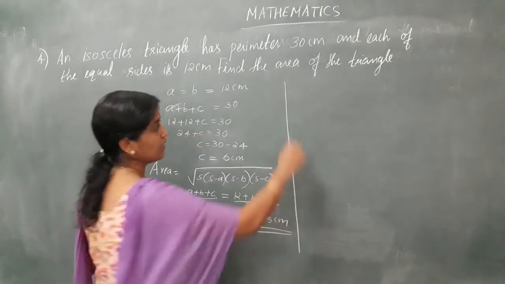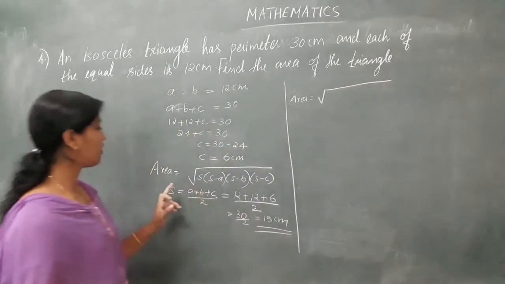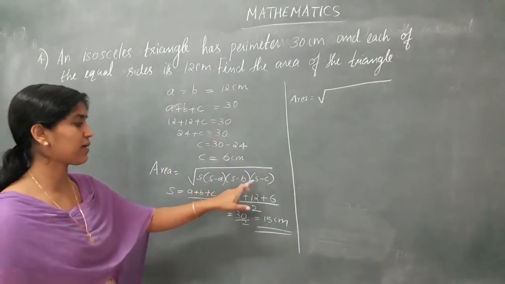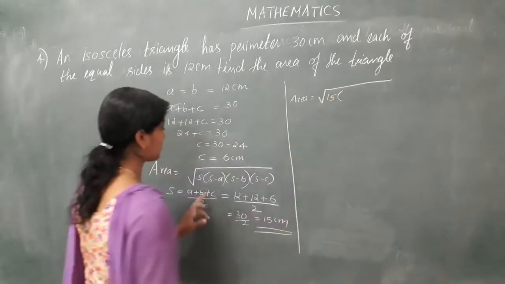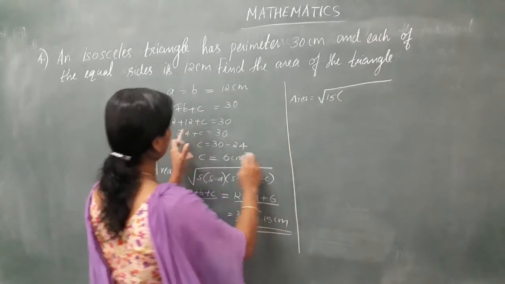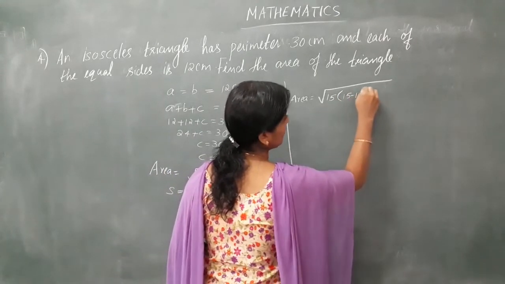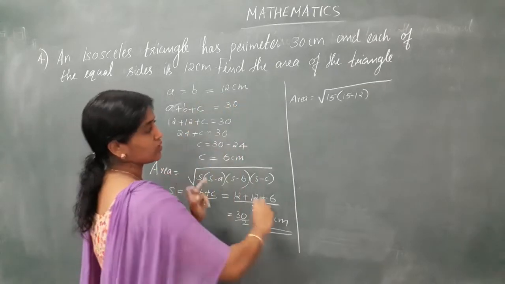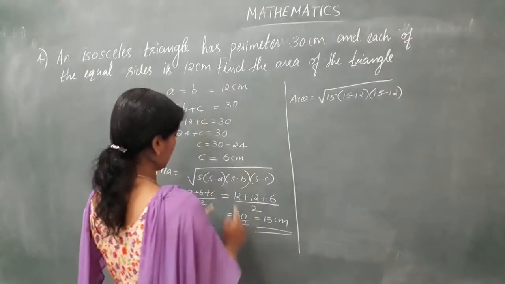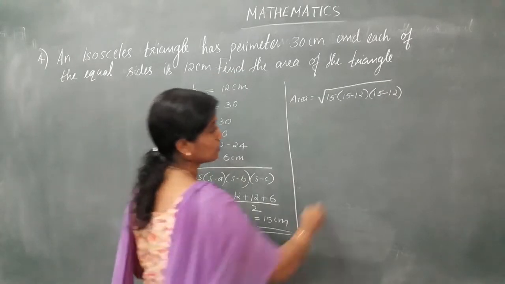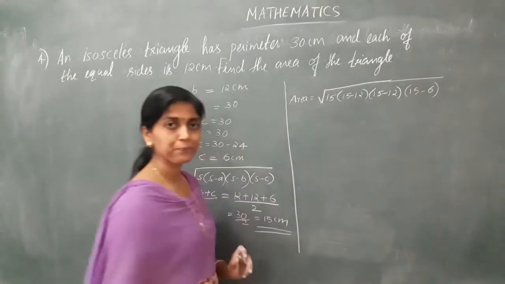Now to find the area, isn't it? So area is equal to, what is the formula? Root of S into S minus A into S minus B into S minus C. S is equal to 15. So 15 into S minus A, that is 15 minus A, I know it is equal to 12. 15 minus 12. B also we know it is 12, so again it is 15 minus 12. And C we know it is equal to 6 we got. So 15 minus 6. Clear?